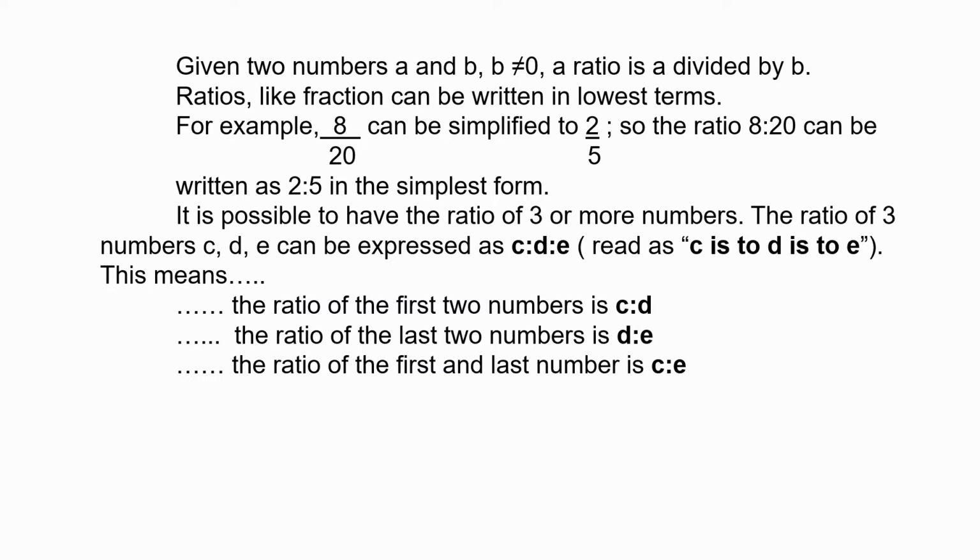It is possible to have the ratio of 3 or more numbers as well. The ratio of 3 numbers, C, D, and E, can be expressed as C:D:E. This means that the ratio of the first two numbers is C:D, the ratio of the last two numbers is D:E, and the ratio of the first and last number is C:E.